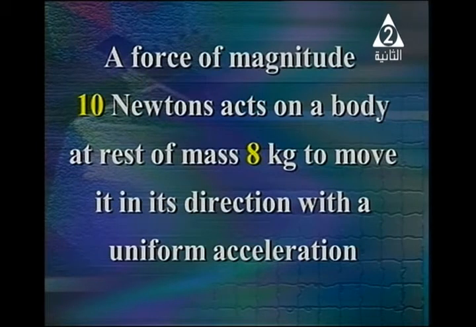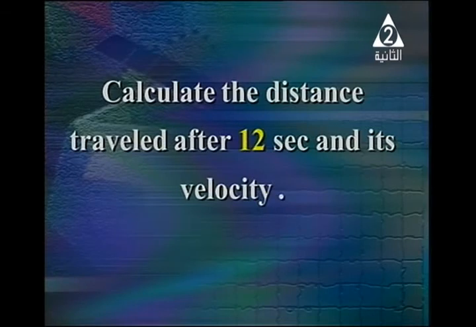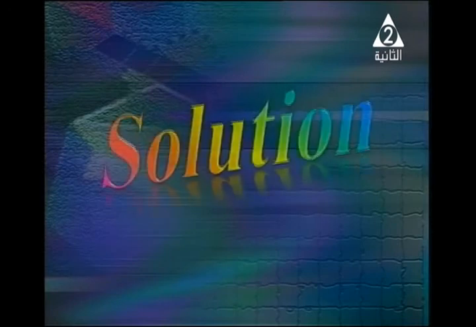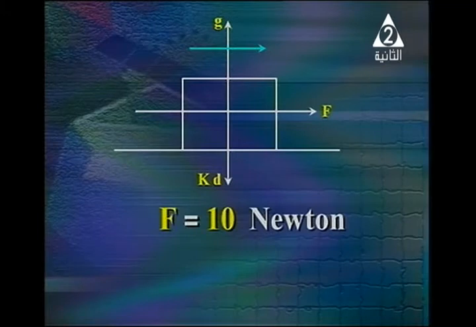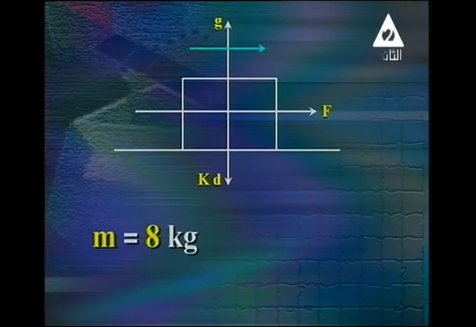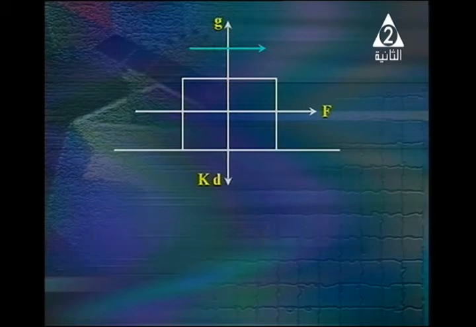Another example. A force of magnitude 10 newtons acts on a body at rest of mass 8 kilogram to move it in its direction with uniform acceleration. Calculate the distance traveled after 12 seconds and its velocity. Solution. Look at, dear student. F equals 10 Newton, V naught equals 0, M equals 8 kilogram, T equals 12 second.